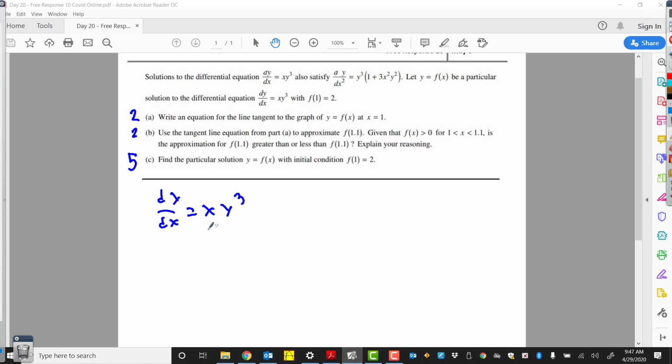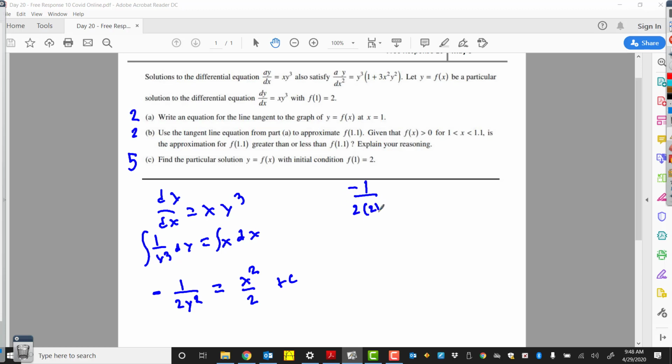So, separate the variables. We'll move dx to that side, y cubed to that side. So 1 over y cubed dy equals x dx. We'll integrate. Integral of 1 over y cubed is negative 1 over 2y squared equals x squared over 2 plus c. We need to figure out what the c is, so let's do that at this point. We'll plug in 1 and 2. So we have negative 1 over 2 times 2 squared equals 1 squared over 2 plus c.